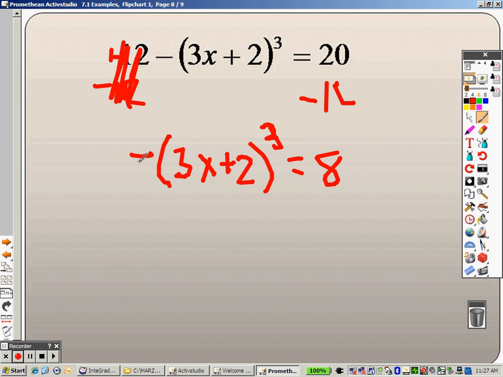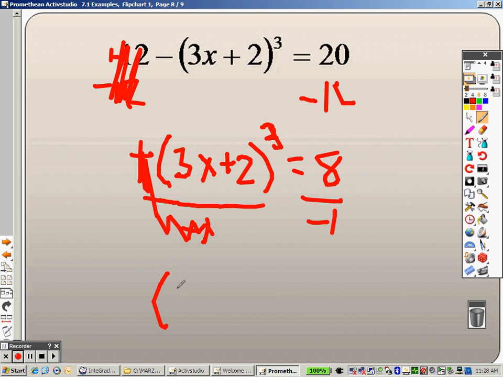Now, this is negative, so I still don't have that in parentheses all by itself, so I need to get rid of that negative by dividing by a negative 1 on both sides. When I do that, the negatives are now gone. So now you have 3x plus 2, all that to the third, equals a negative 8.